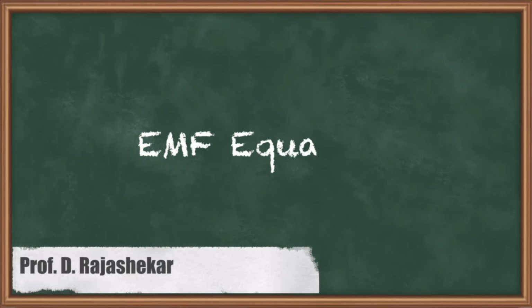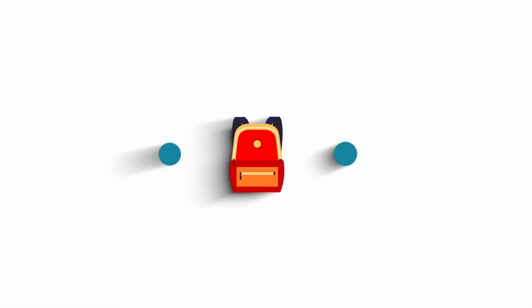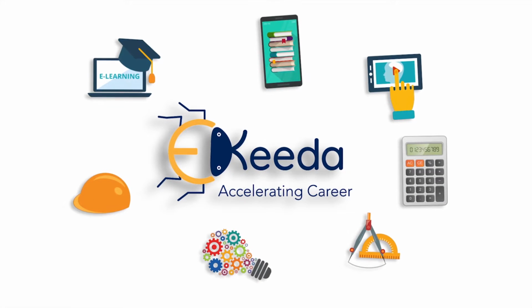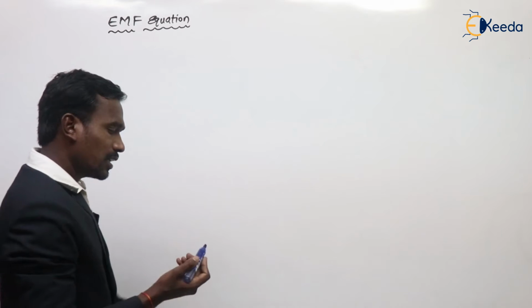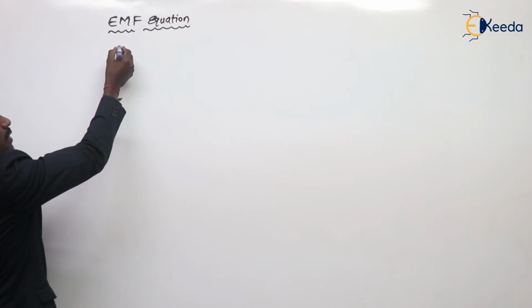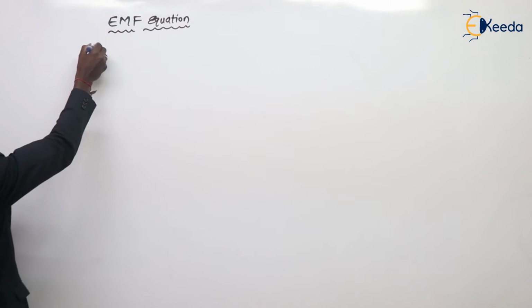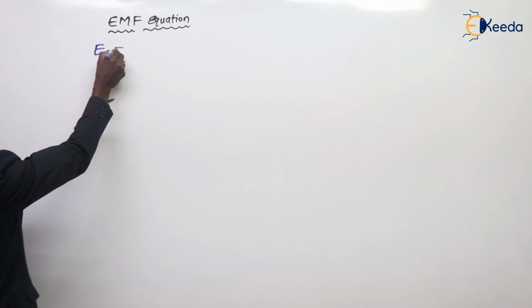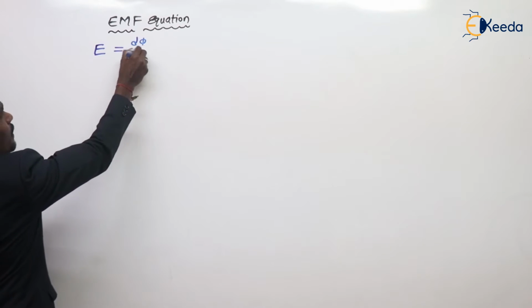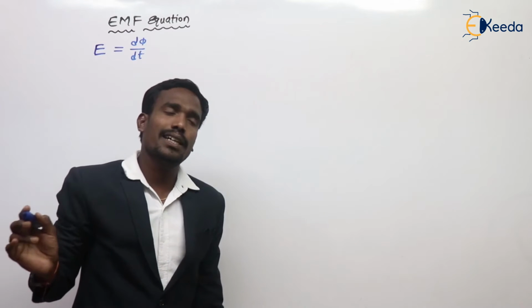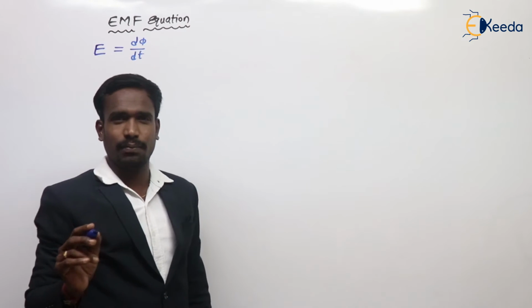Hi friends, in this video we are going to discuss the EMF equation. Let's see, generally, for example, I am taking a P-pole machine. Generally the EMF E is equal to d phi upon dt. This is actually the basic EMF equation: E is equal to d phi upon dt.